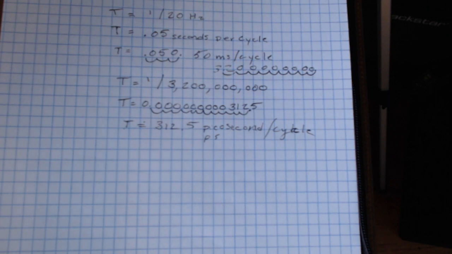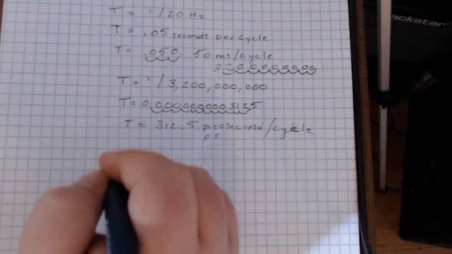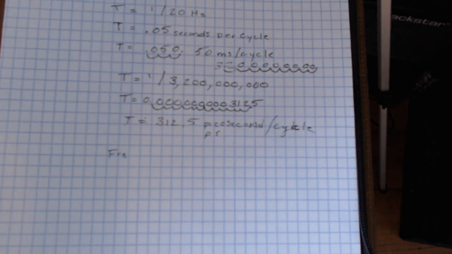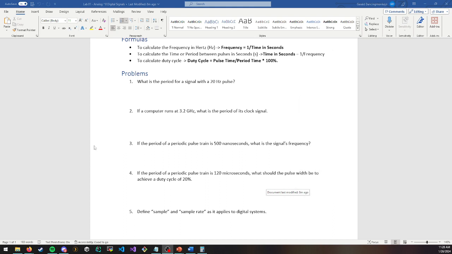All right, now we want to calculate frequency. So our frequency is going to be, oh, hold on. Let me actually let you look at the question. So right here, we have, if the period of a periodic pulse train is 500 nanoseconds, so we know the period this time. What we want to know is, what is the signal's frequency? So we're going to use this first formula here, because we don't know the frequency, but we do know the period, or the time in seconds.